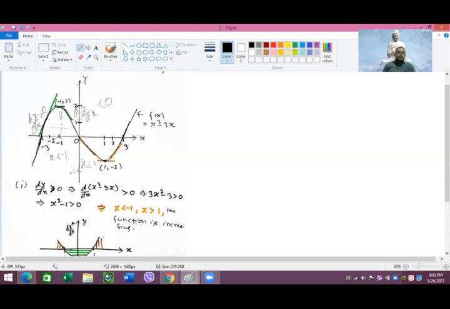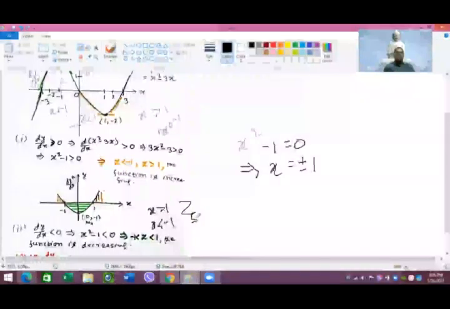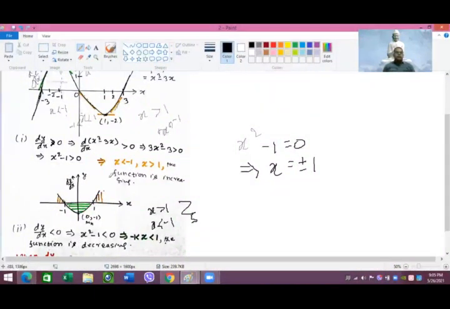And again, if you go beyond 1, that is, if x is bigger than 1, you can see that at this point the gradient is positive, here 0, and here also positive. That means for the domain x bigger than 1, the curve is again increasing like this. And similar work you can do for the decreasing part of this curve or for this function. So the condition is that dy/dx is less than 0, then x² - 1 is less than 0.